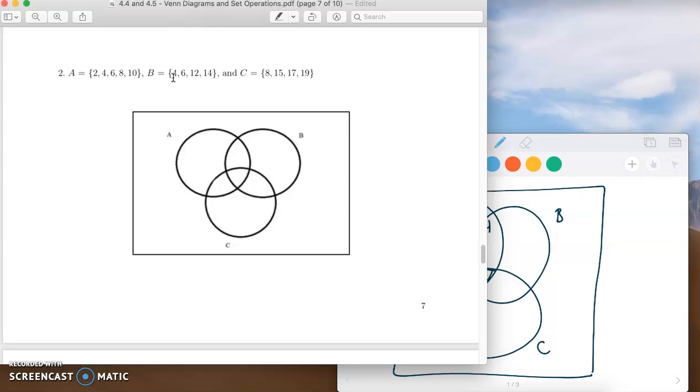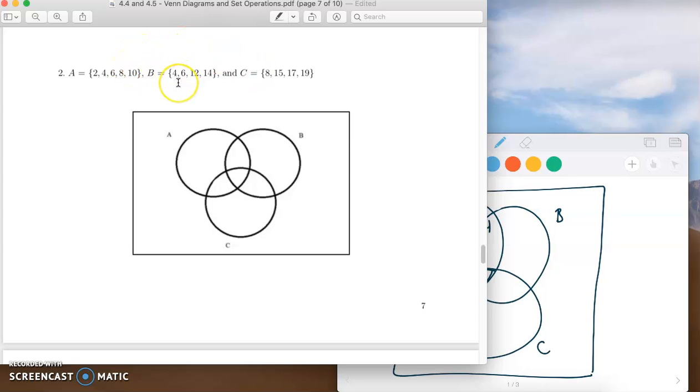So you have different intersections. So since that 4 occurs in the A and B, you want to make sure it's in that A-B intersection, okay? So then we have 6. 6 is in A and B also. 8 is in A and C. So where's our A and C intersection? Our A and C intersection is right here. So that means we have 8 there. 10 is only in A.